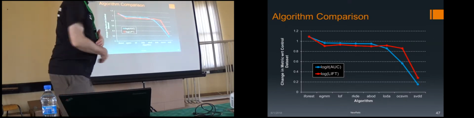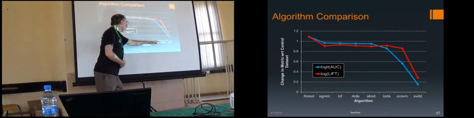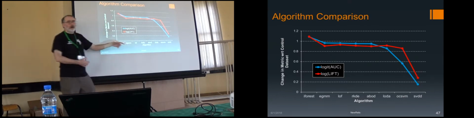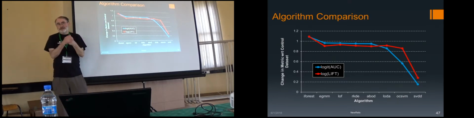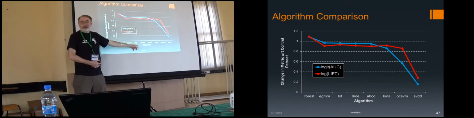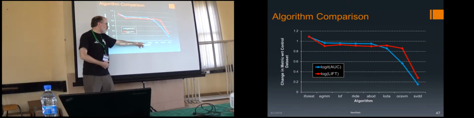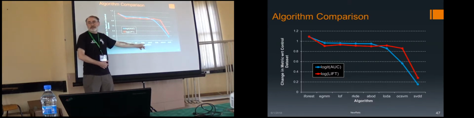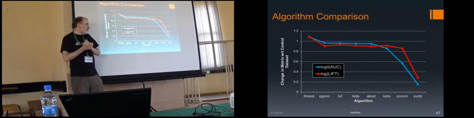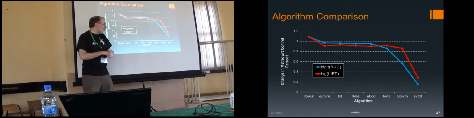But we ended up comparing 8 different algorithms on 2 different metrics, and we found that this isolation forest was really the best. Second best was creating multiple Gaussian mixture models and averaging them. The third best was a k-nearest neighbor type method called LOF. The fourth method was something called robust kernel density estimation, which is a way of extending kernel density estimators to higher dimensional spaces, and so on and so forth.